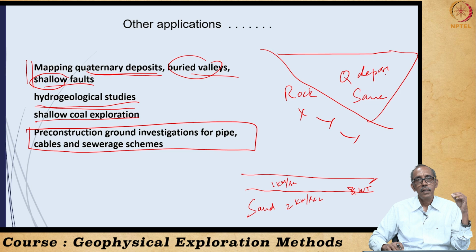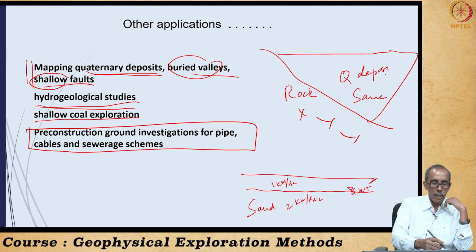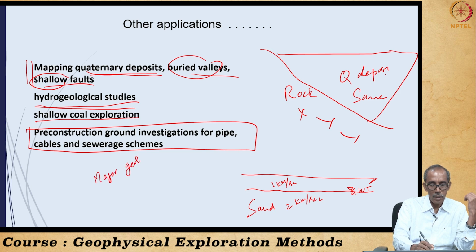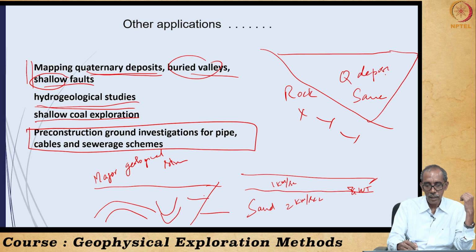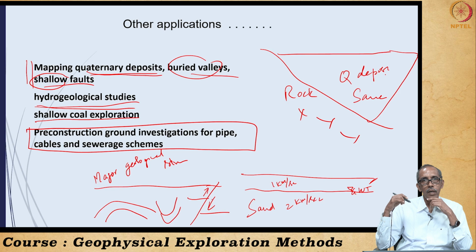On the whole, we had seen broadly that seismic reflection methods are helpful to bring out major geological structures. What are the major geological structures? Presence of anticlines or synclines or major faults. Faults are displaced rocks. Here, these structures can be brought out.